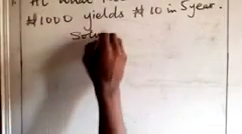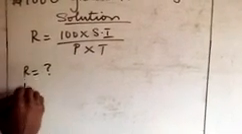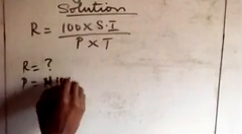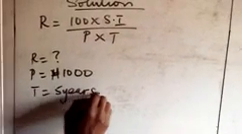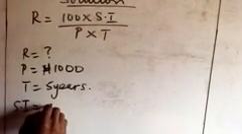So, solution. Okay, we apply our formula. Rate equals 100 times simple interest over principal times time. Rate is unknown. The principal here is 1,000 naira. The time is 5 years. The simple interest here is 10 naira.